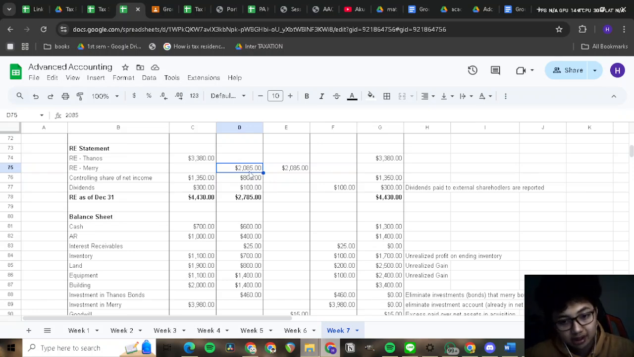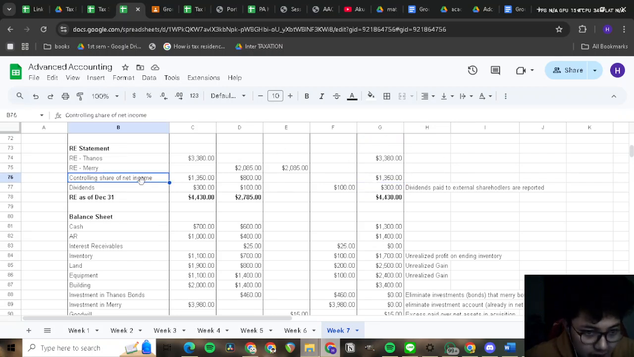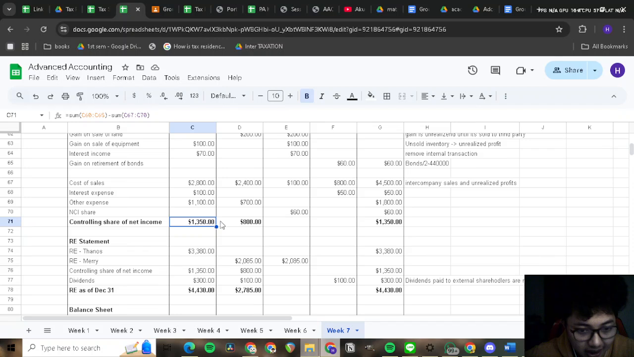That's why you do consolidation. I also deleted this account, this account. Wait, hold on. Also eliminated. Oh, wait, my bad. Okay, so the controlling share, I took it from here. Okay, that's why. It's basically the same number, right?